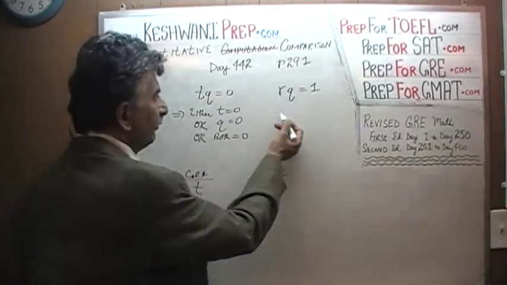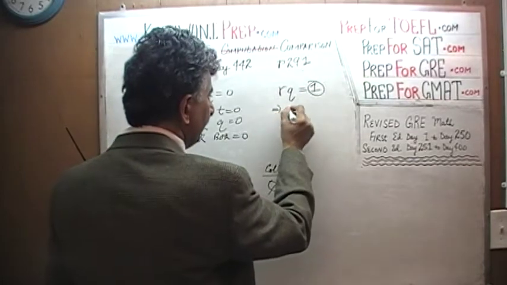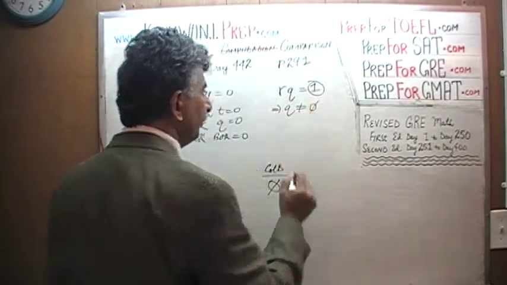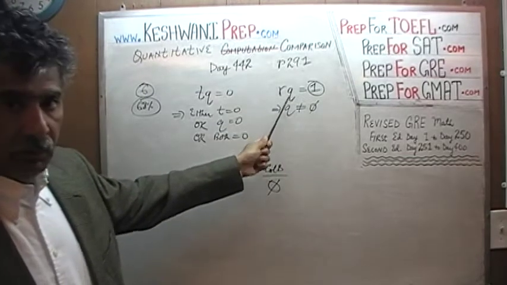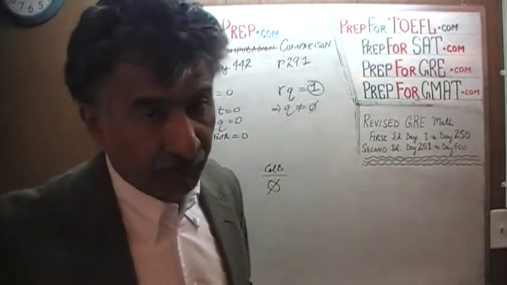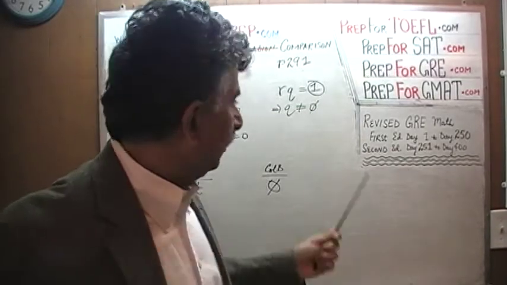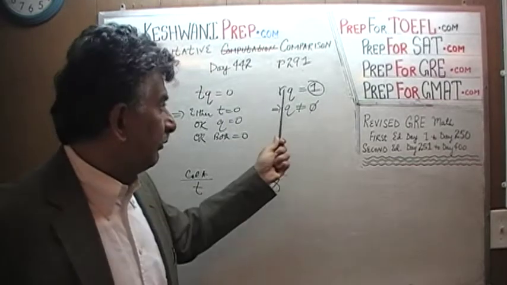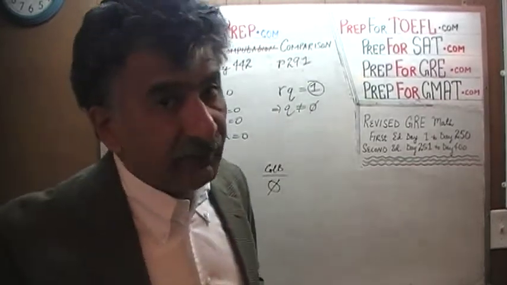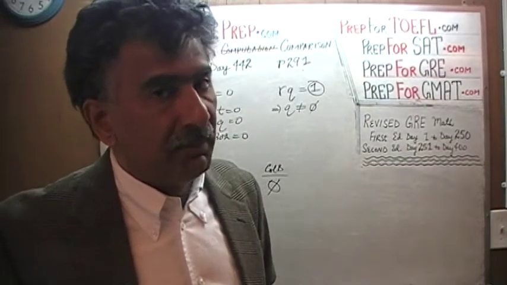Here they go on to tell us that R times Q equals 1. Well, if it equals 1, this clearly implies that Q cannot be 0. Because if Q were 0, now we are speaking hypothetically, R times Q would have been 0. But R times Q, we are told clearly, is not 0. If R times Q is not 0, then Q cannot possibly be 0.